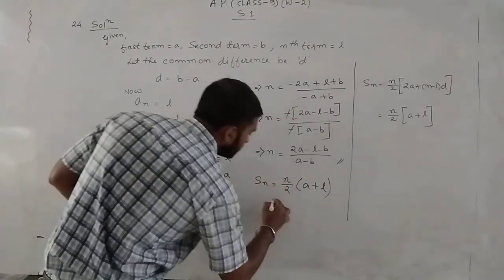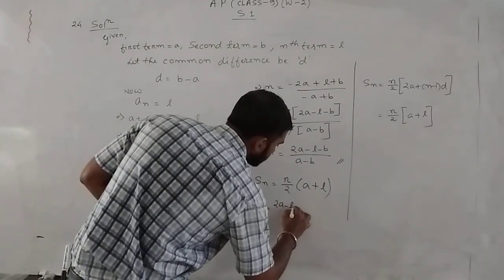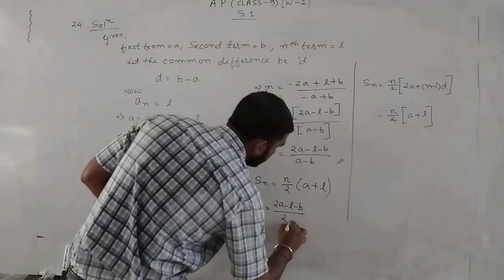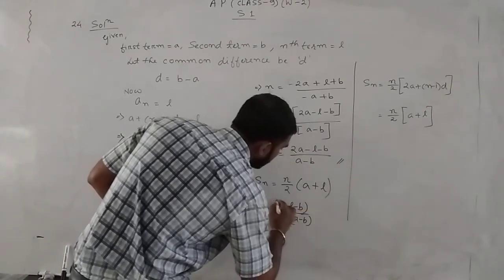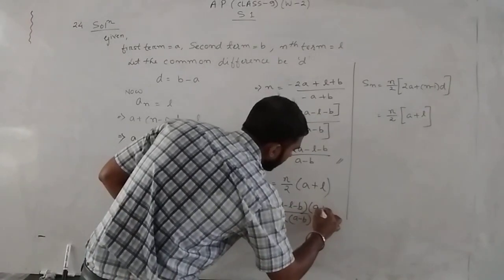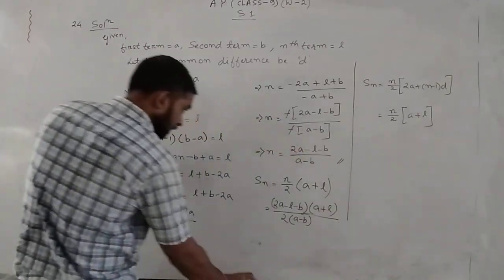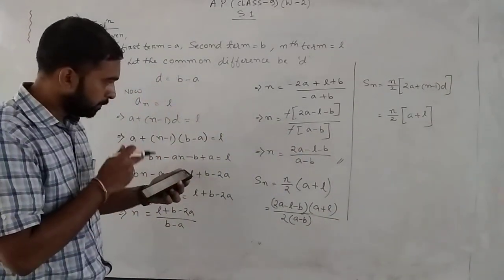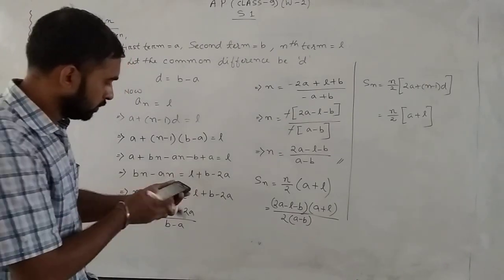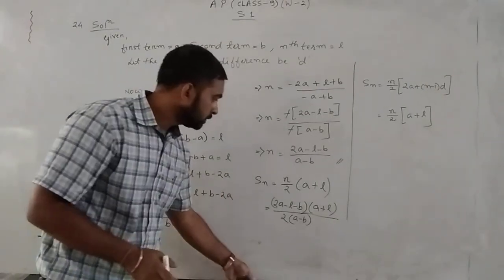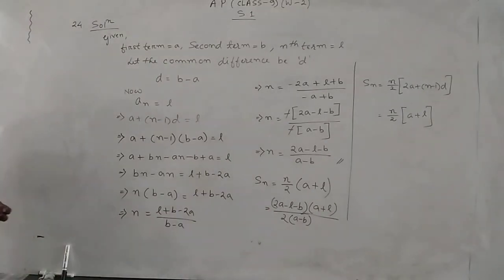Now what is n? Replace it: twice A minus L minus B by 2 into A minus B, and then A plus L. This is the answer to the question. Got it? Simple, nothing, just use the formulas and do the calculation carefully.